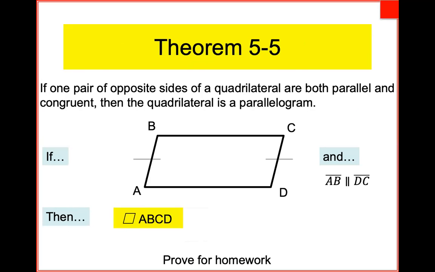So you're given that this is congruent to this, and AB is parallel to CD. We've got to prove it's a parallelogram. Remember, we don't know it's a parallelogram yet. All we know is that AB is congruent to CD and AB is parallel to CD. I wrote that backwards.